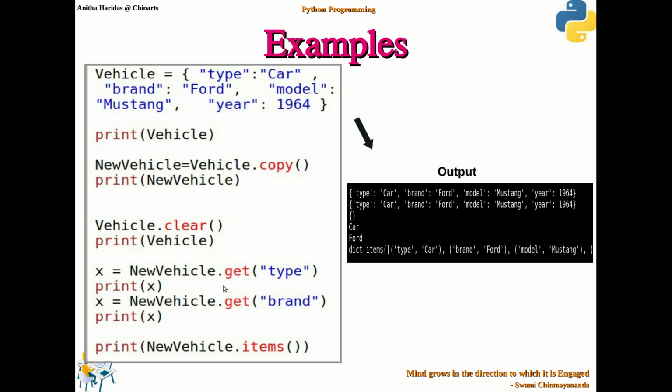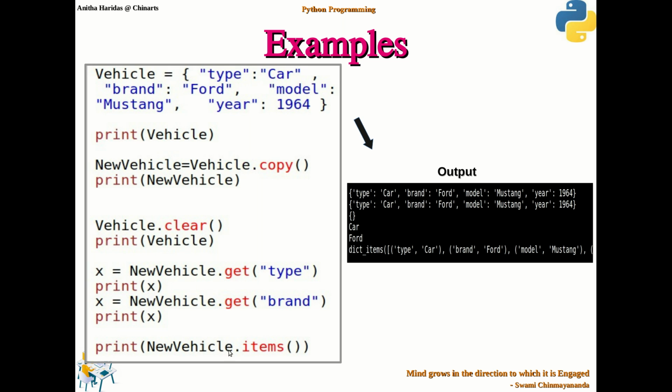Okay. And I want to get the value of the key called type. So I give get and the key here. It returns the value of type. So what is the value of type here? The value of type is car. So car is returned and it is printed. And I tried getting the value of brand, which is the key here. When I tried retrieving the value of the key called brand, it returns Ford and it is displayed here.